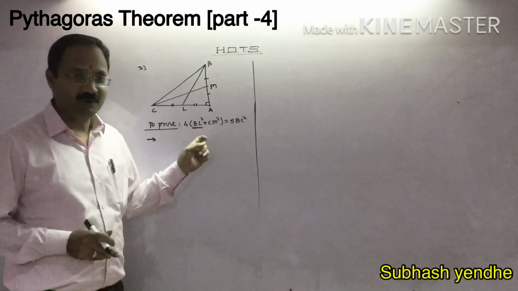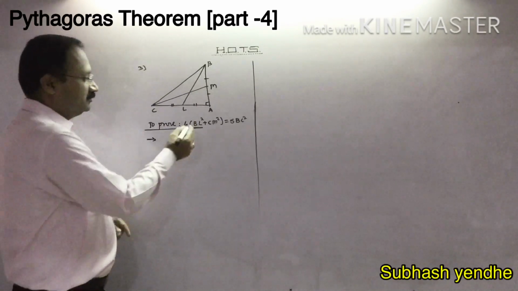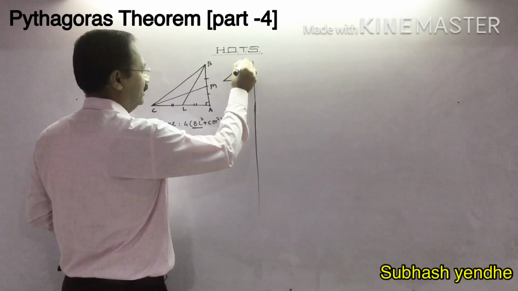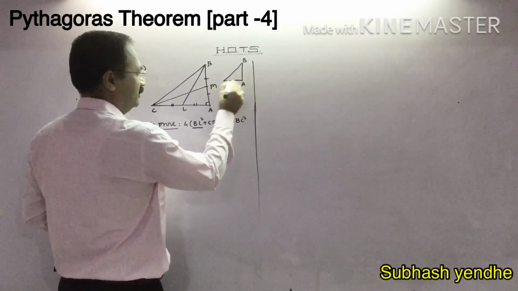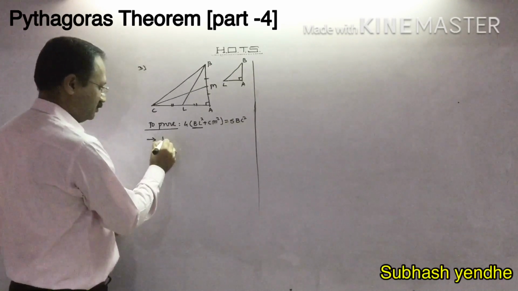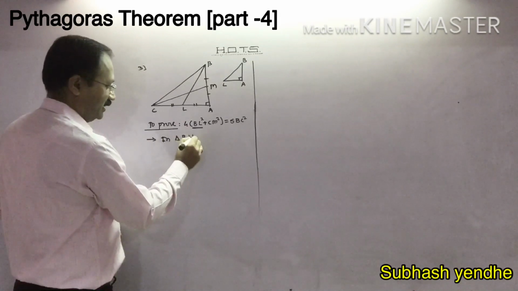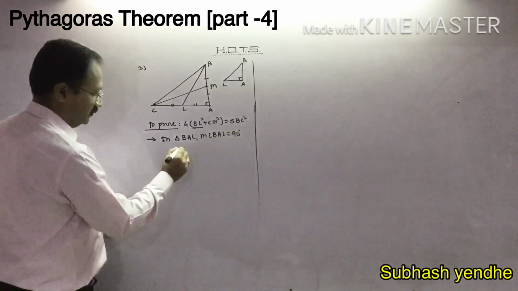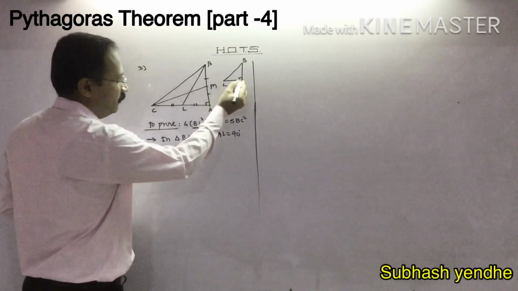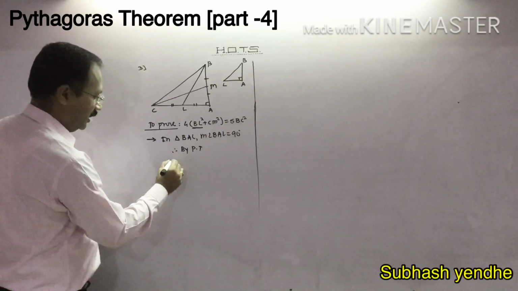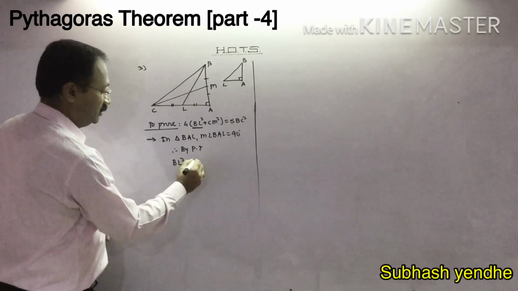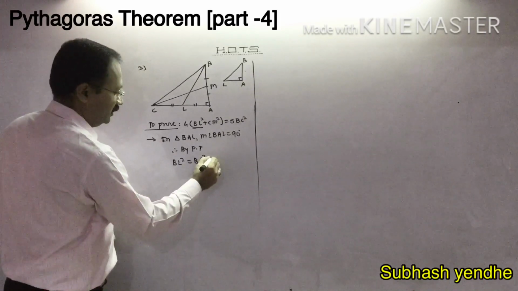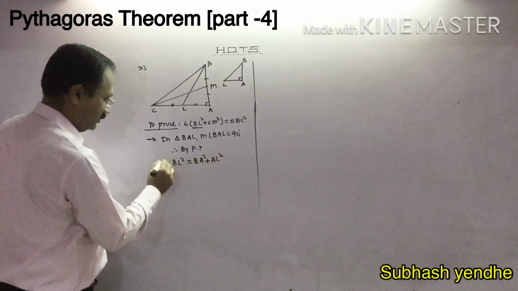So for that you have to ask the question one by one. BL, in which right angle triangle are you? He says that I am in triangle BAL. So first you have to write in triangle BAL, measure of angle BAL equals 90, and therefore by Pythagoras theorem, opposite to 90 is the hypotenuse. So BL square equals side 1 plus side 2, meaning BA square plus AL square. Give the number 1 to this one.